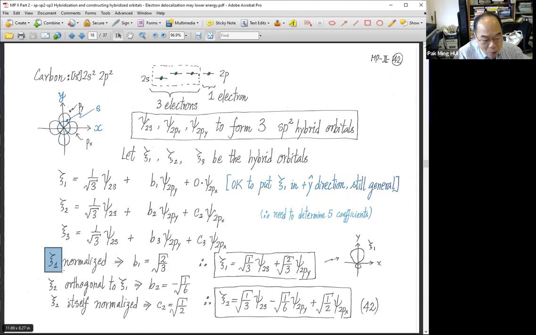So psi 1 is normalized. You normalize it, and using atomic orbitals belonging to the same carbon, 2s and 2py, they are orthogonal by construction. So that will be easy. Without doing any mathematics, you can see this B1 is square root of 2/3. So thereby we fixed one thing. Quantitatively, this is the first sp2 hybridized orbital. It is this form.